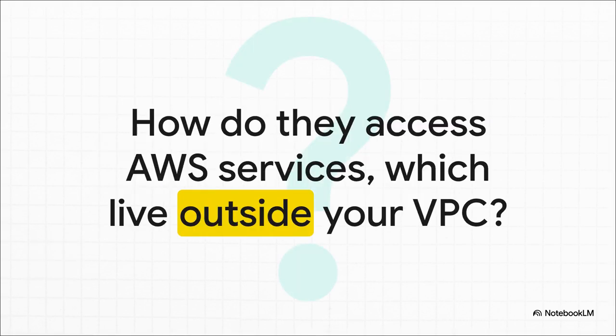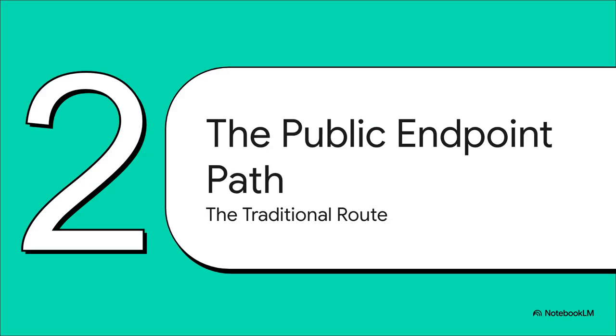But here's the rub. What happens when your application running safely inside that fortress needs to talk to a service like Amazon S3 or CloudWatch? I mean, these are essential AWS services, but they actually live outside your private VPC. So how do you build a secure bridge to them? Well, traditionally, the main way to do this involves kind of cracking open the fortress gates just a little bit, and we call this the public endpoint path.